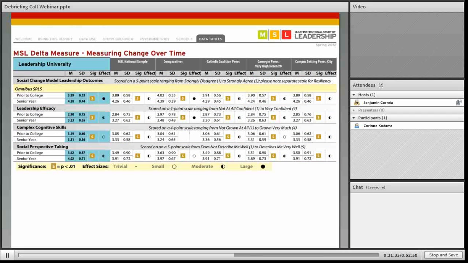Here's another slide of measuring change over time, and this is on the other outcomes. Just so you know, if you look, it tells you in the shaded light gray box if it's on a 5-point or 4-point scale, to help you keep track of that.